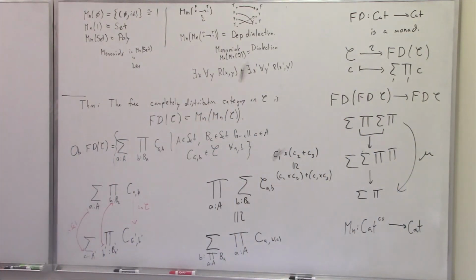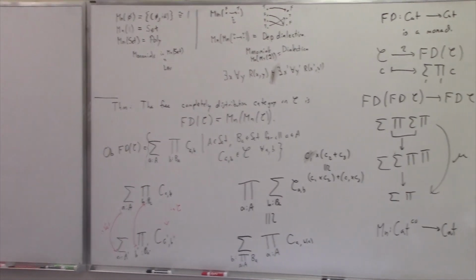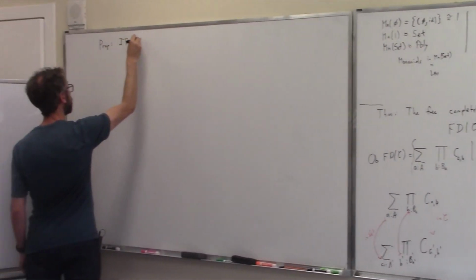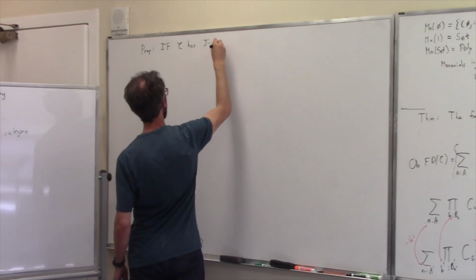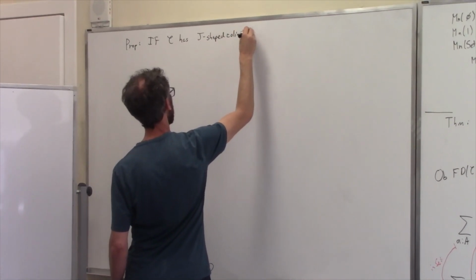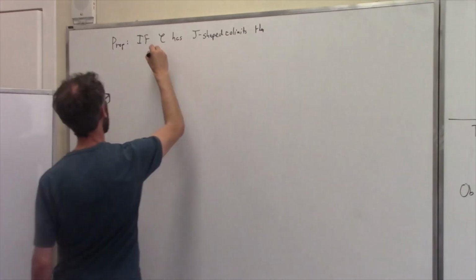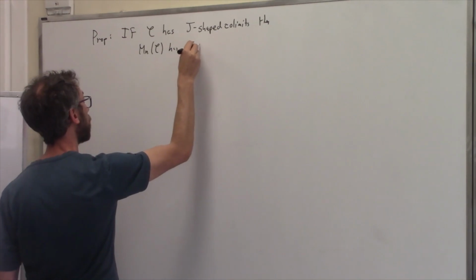Okay, let's see. Co, a left adjoint. Okay, so what can I say? Proposition. If C has J-shaped colimits, then the Menu category on C has J-shaped limits.